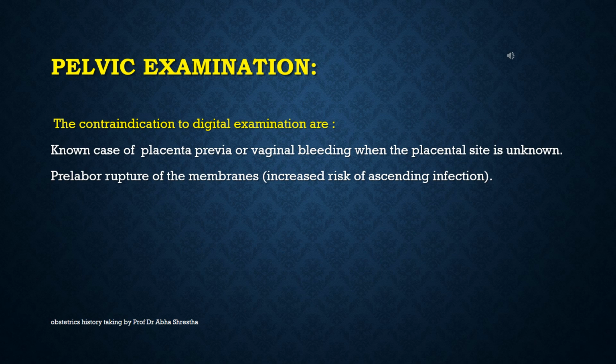There are certain conditions where digital examination is contraindicated, like when there is bleeding in case of known placenta previa or vaginal bleeding when the placental site is unknown. Repeated vaginal examination is contraindicated if there is preterm pre-labor rupture of membranes or pre-labor rupture of membranes, because repeated examination increases the risk of ascending infections.